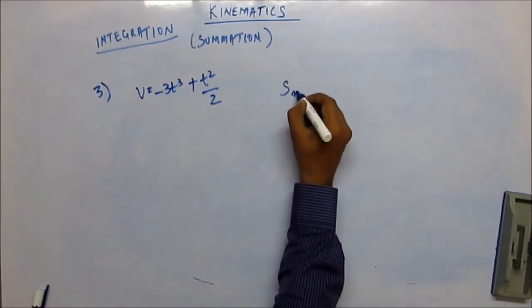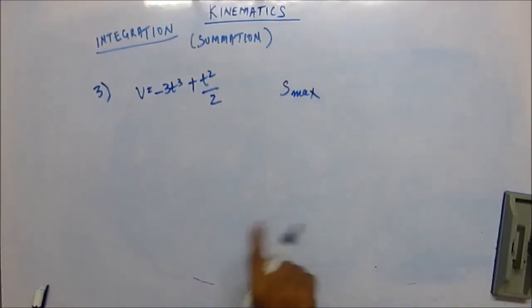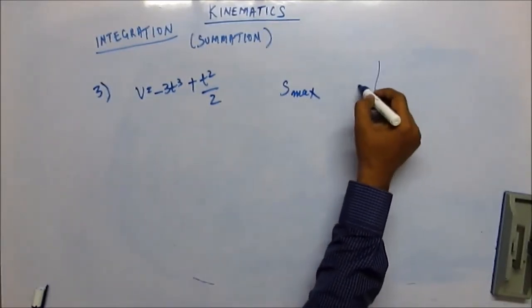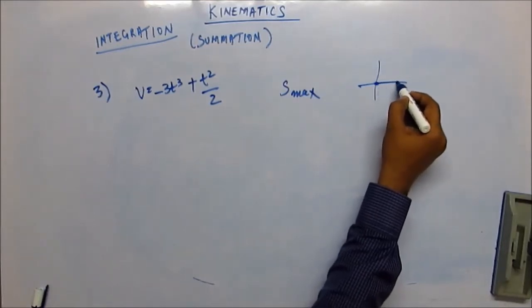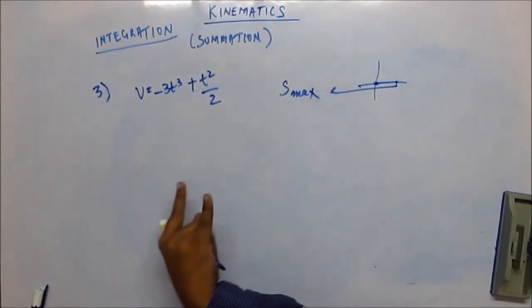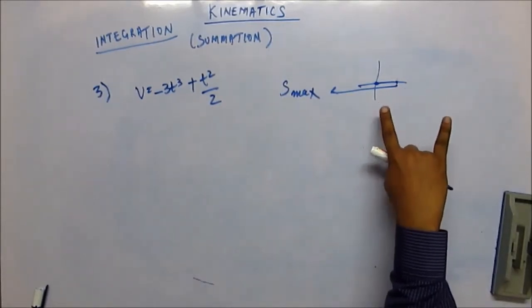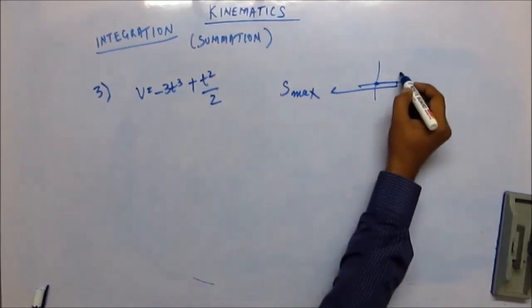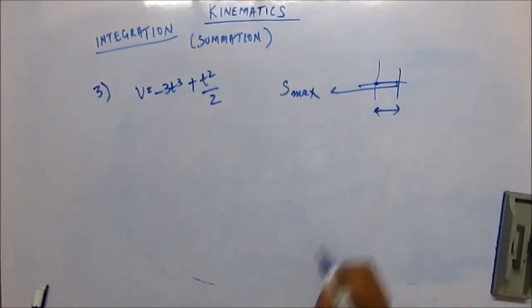I'm asking maximum displacement. That means, if you think about it, if the particle is at origin, it will go to some extent on the x-axis and then come back. So it will have some maximum displacement to its positive x-axis, and then it will go into the negative side. So I'm asking this, what is the maximum displacement?